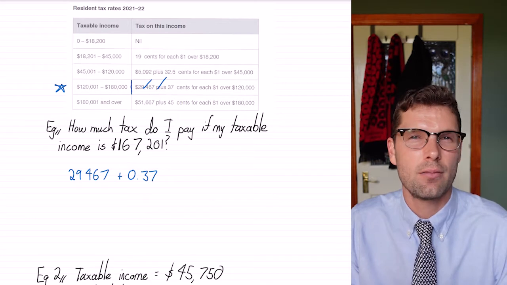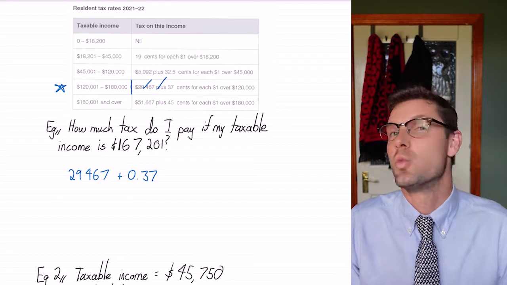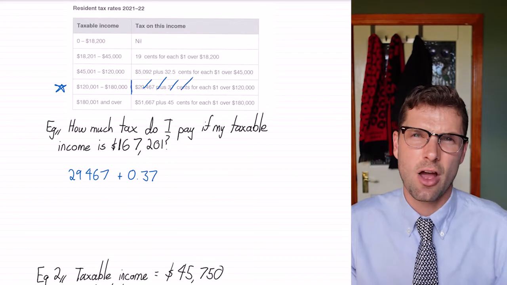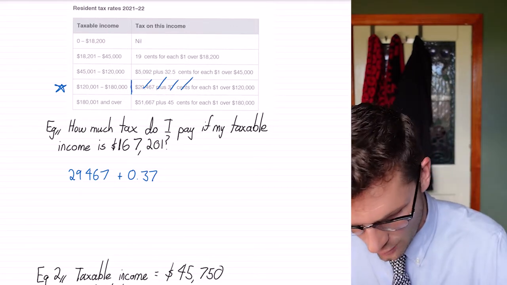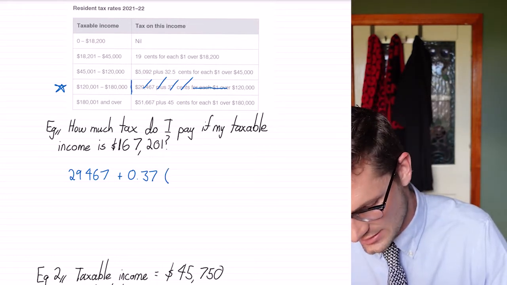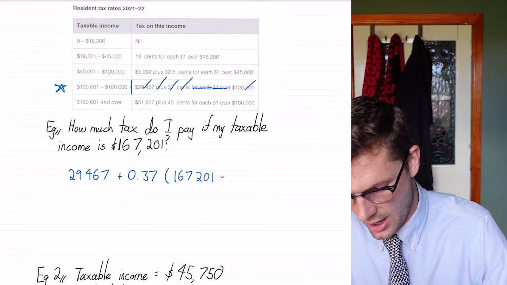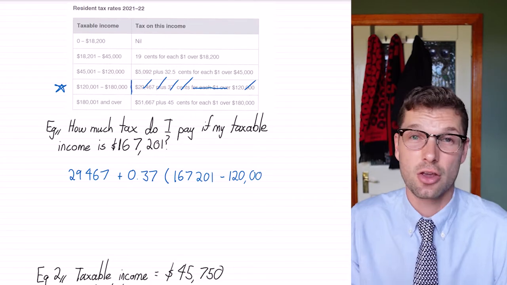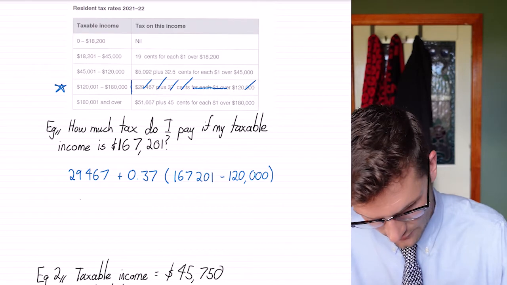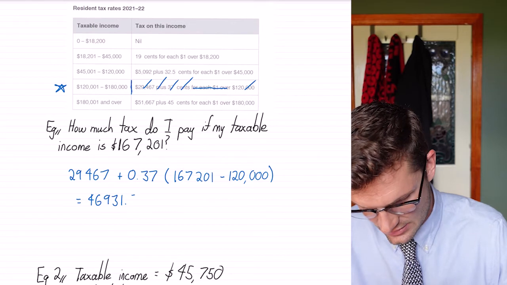That is a part where students do make mistakes. They write 37, which is way too much tax. So you've got to write 0.37. But that's that bit done. Then, like what we talked about, for every $1, we ignore this bit and we write in our income. So we go bracket 167,201 minus this last number, $120,000. You just have to type that into your calculator and you're going to get the correct answer. So if I type that in, that's $46,931.37.